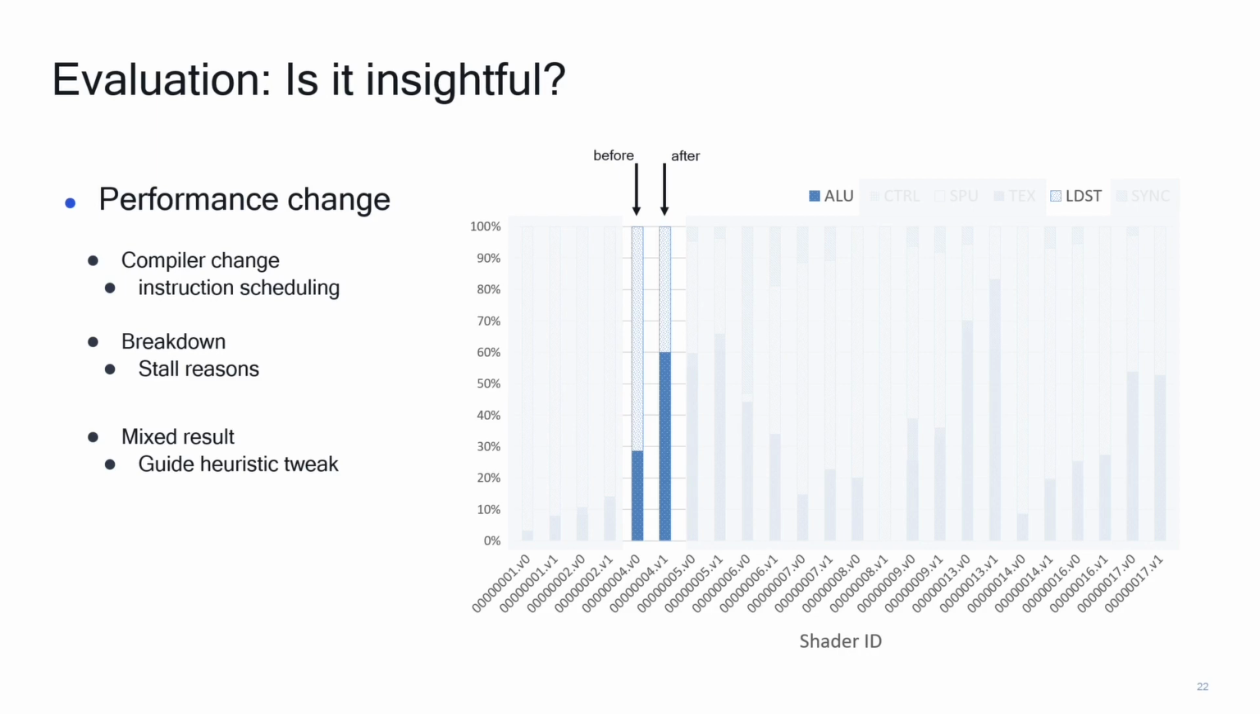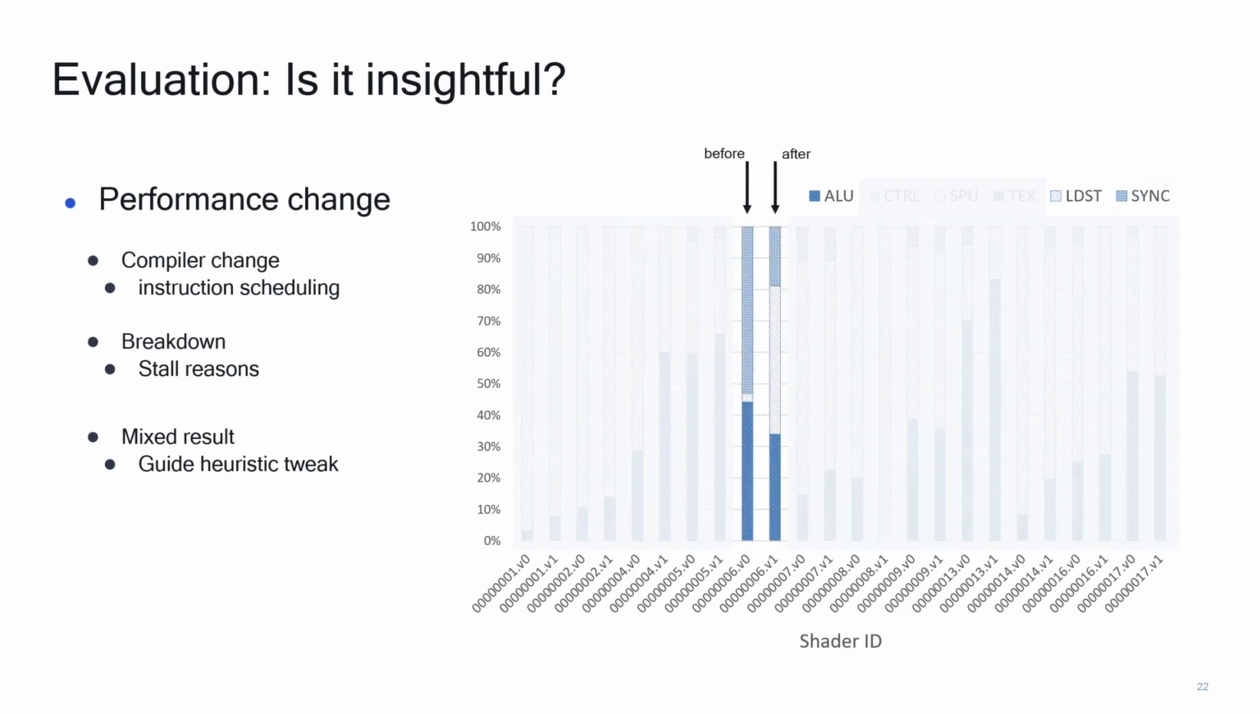shader 4. However, such a change in the compiler has the opposite effect on shader 6. We can see load store contention takes a larger proportion, while LU stalls now take a smaller proportion. It also leads to a smaller proportion of sync stalls. This observation can help us improve the compiler heuristics.